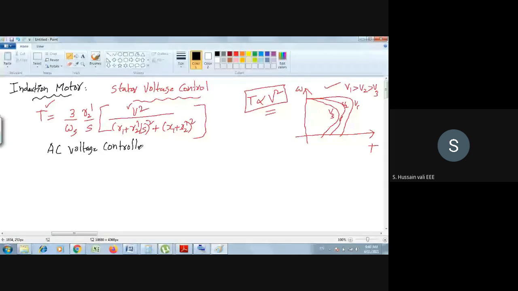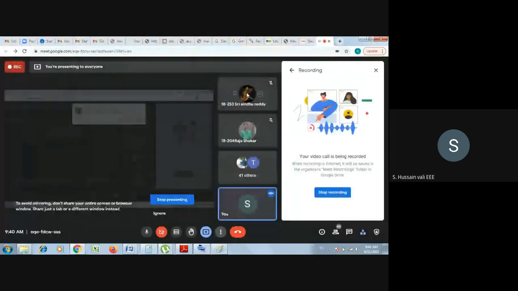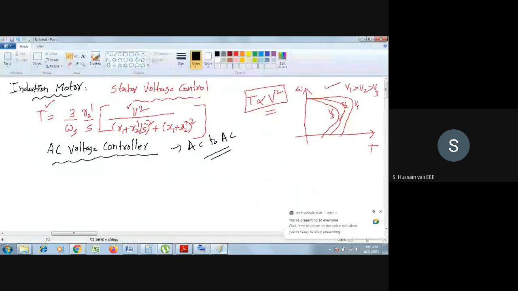So AC voltage controller is one of the converters of the power supply. So what does it convert? It converts one AC to another AC. I hope you know this, what an AC voltage controller is. So an AC voltage controller will convert one AC to another AC.